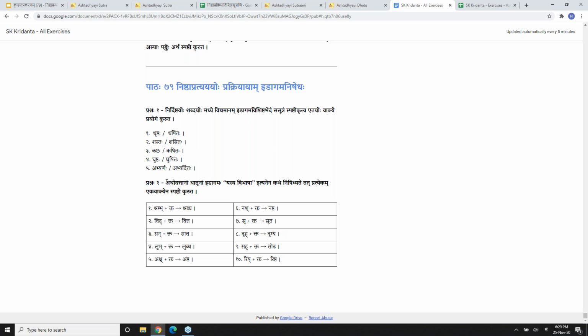And finally, the second question: adhodattanam dhatunam idagama yasya vibhasha ityanena katham nishidyate tat ekavakyena spashtikruta. You have 10 examples, and the final form is also given. In all these cases, the idagama is blocked by yasya vibhasha. But yasya vibhasha, as I mentioned, is itself powerless. It needs some other sutra which is giving vikalpa somewhere else, and then yasya vibhasha can ride on top of it. So what is the other sutra? That's the question here: yasya vibhasha ityanena katham nishidyate.